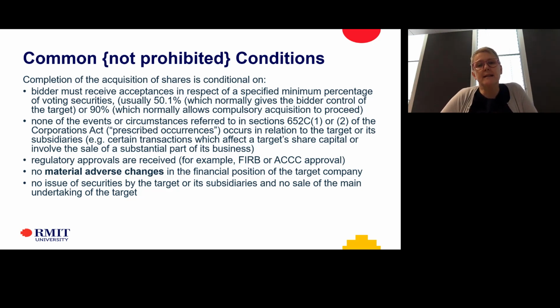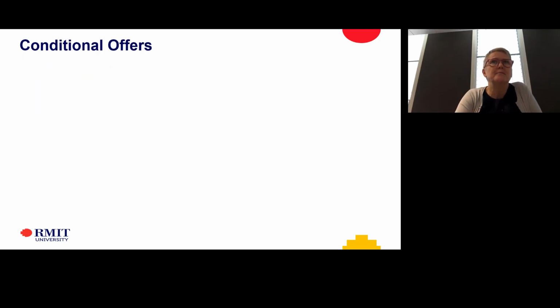What else? A condition that there is no material adverse change in the financial position of the target company. In other words, what we've said we want to buy is in fact what we want to buy. And no issue of securities by the target or subsidiaries. That's also covered in section 652C(1) and (2), so again it sits with the prescribed occurrences.